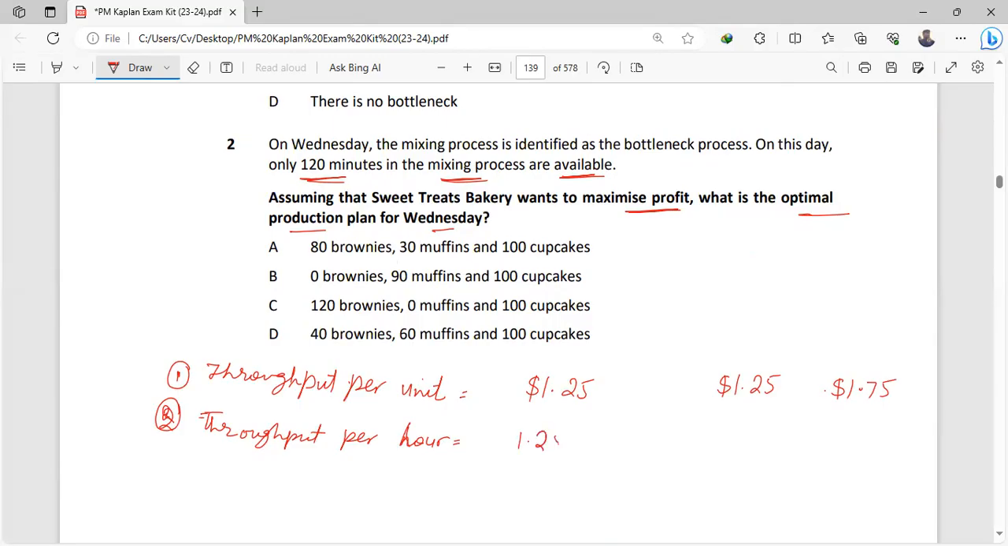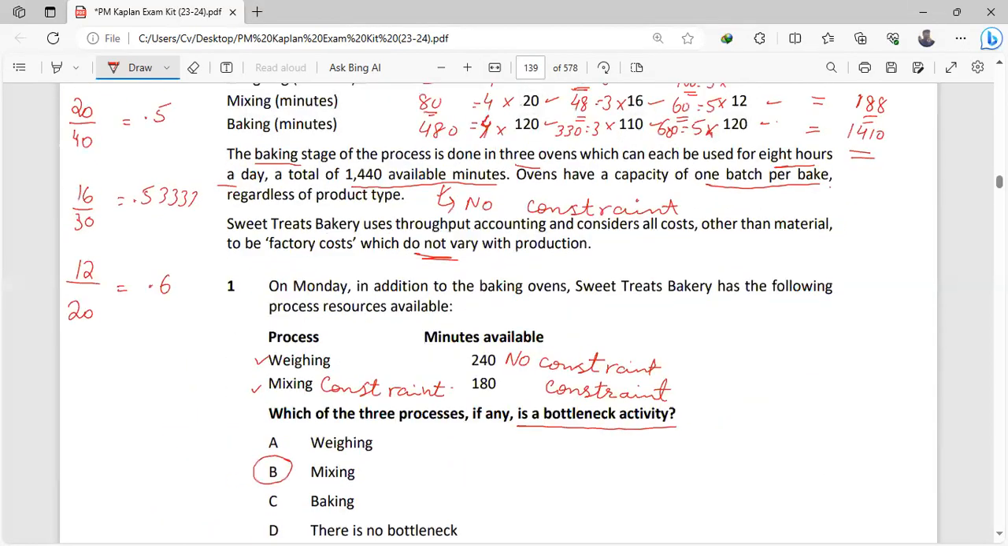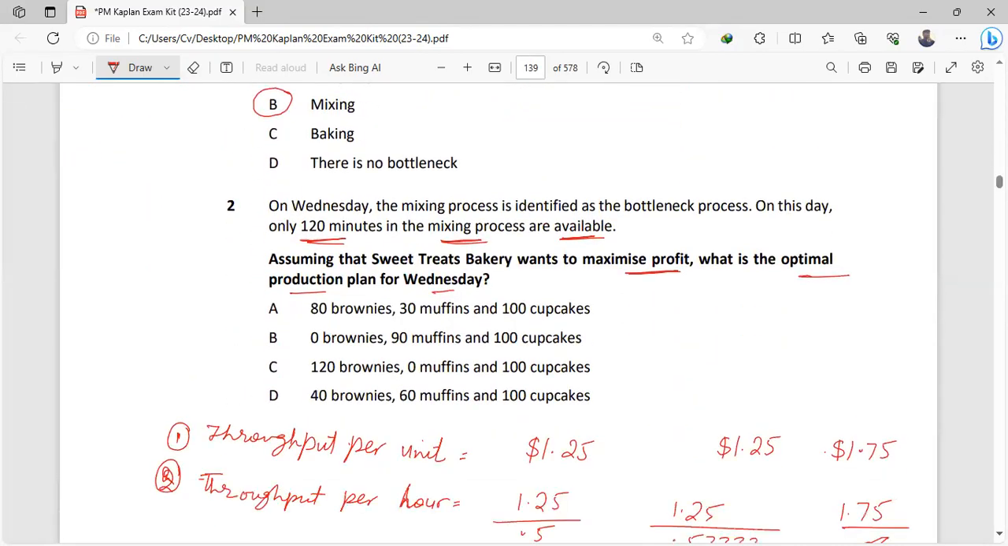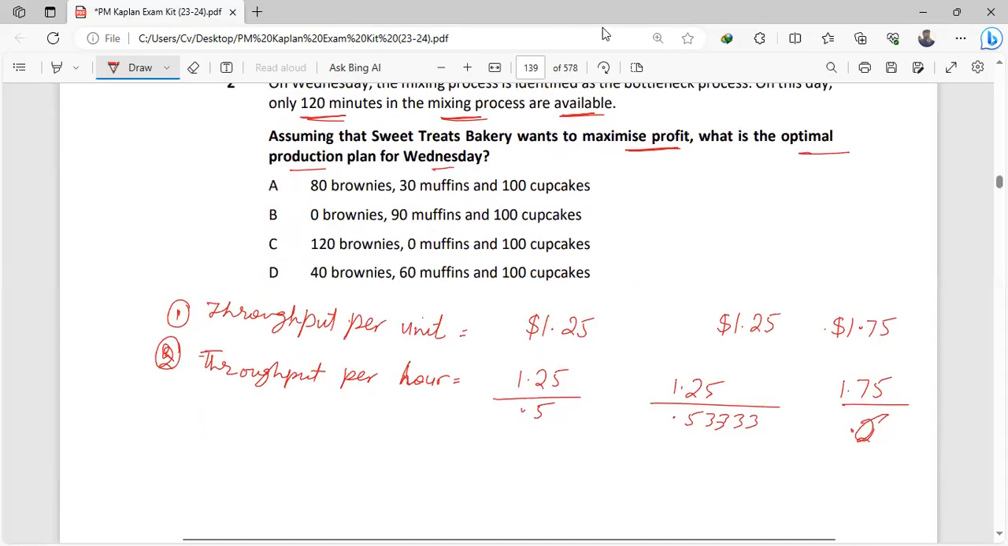So now we have 1.25 divided by 0.5, 1.25 divided by 0.53333, and 1.75 divided by 0.6. Now we are required to calculate throughput per hour. So divide these values and do let me know the answers. 1.25 divided by 0.5.